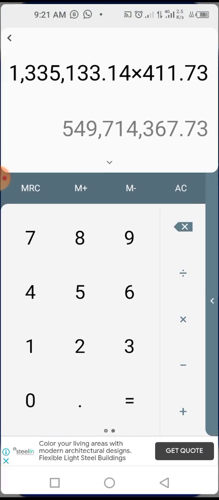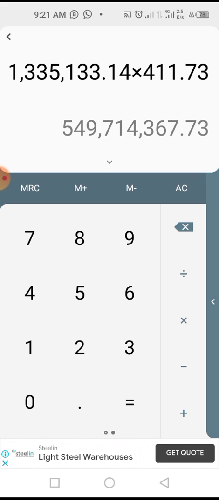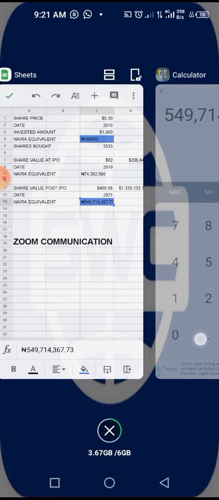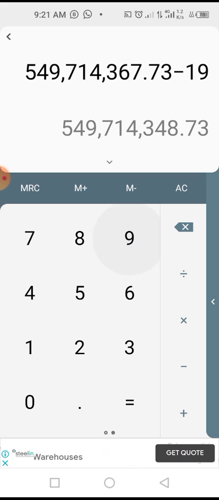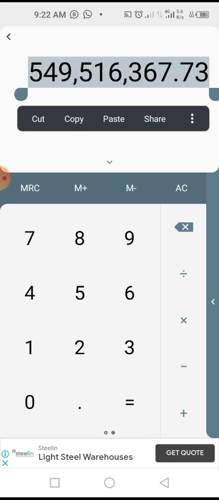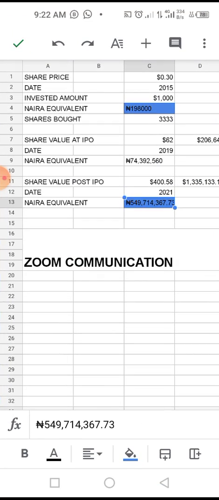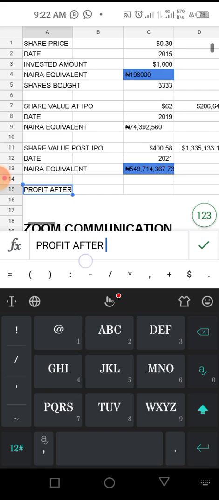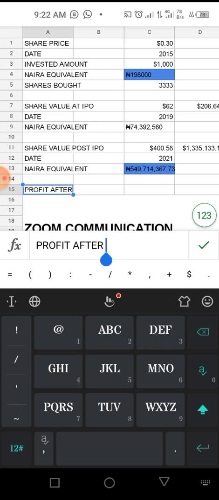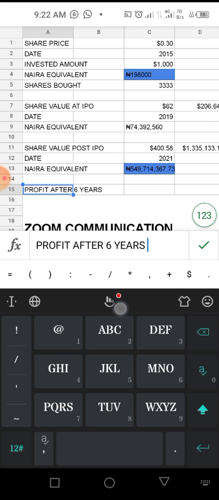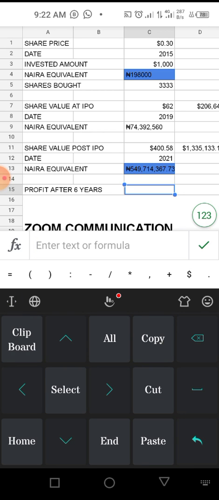That's to say, let's take this figure and remove it from your initial investment. Let us minus it, this is what you've gotten from your investment. Let's remove your initial capital of 198,000 Naira to see how much profit you got in this investment. Your profit after how many years now? 2015 to 2021, that's profit after 6 years. Profit after 6 years stands at, that's my Naira sign, paste that there.